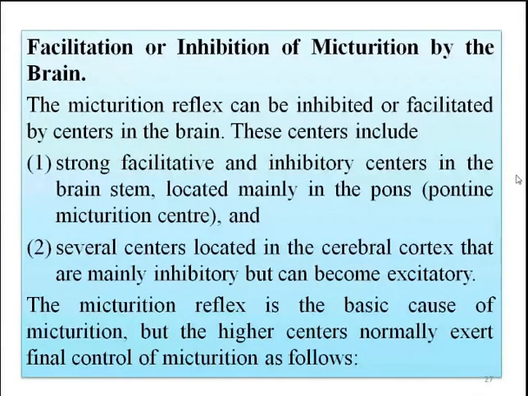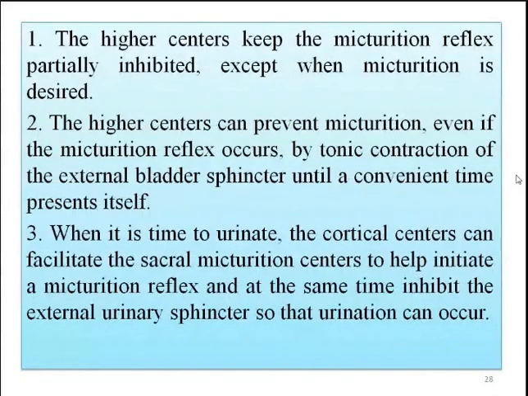The micturition reflex is the basic cause of micturition, but the higher centers normally exert final control of the micturition as follows. The higher centers keep the micturition reflex partially inhibited, except when micturition is desired. The higher centers can prevent micturition even if the micturition reflex occurs by tonic contraction of the external bladder sphincter until a convenient time presents itself.